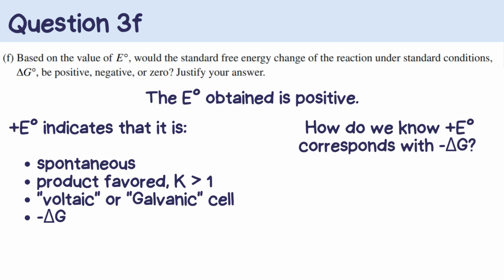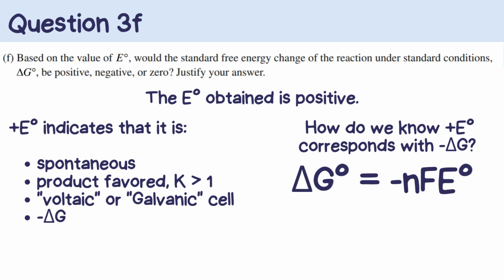But how do we actually know that positive delta E corresponds with a negative delta G? Well, we can justify that using this equation: the lovely delta G equals negative nFE. Literally the only equation I actually memorized because of how short it was. So looking at this equation, we know that the n is the number of moles, which is always positive. You can't have a negative number of moles. That's not a thing.